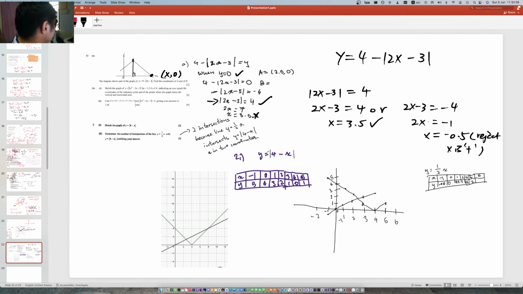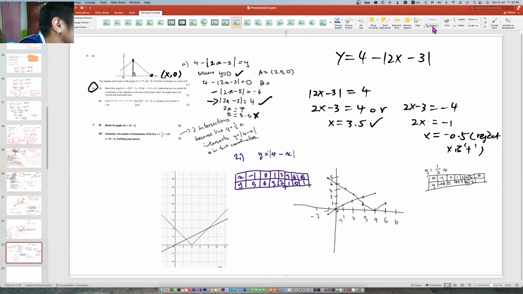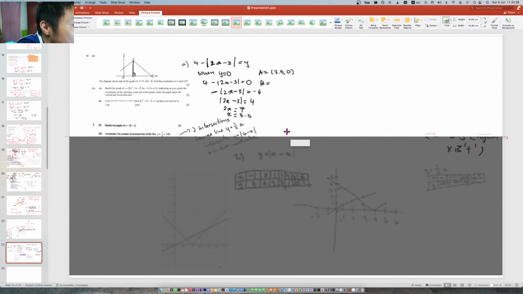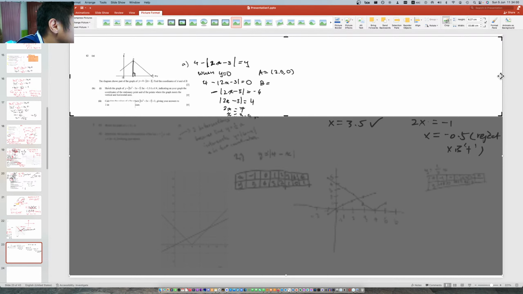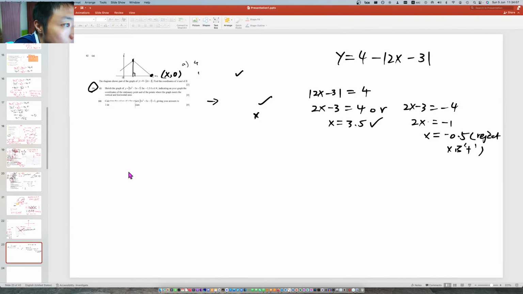Then it says, continue, sketch. How do you deconstruct this? For B, what I would do is just take out the modulus sign and do a table. No, this is a quadratic, right? Just do the quadratic, because if you deconstruct it, basically it's a quadratic.